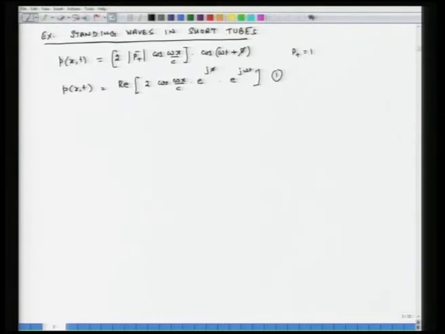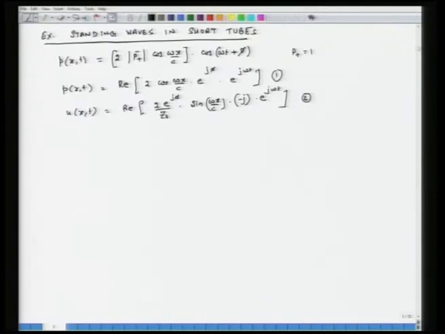Similarly, I can write down the relation for velocity, and that is equal to the real component of 2 e to the j phi over Z naught, which is the characteristic impedance, times sine of omega x over c, times minus j times e to the j omega t. So, that is the second equation.